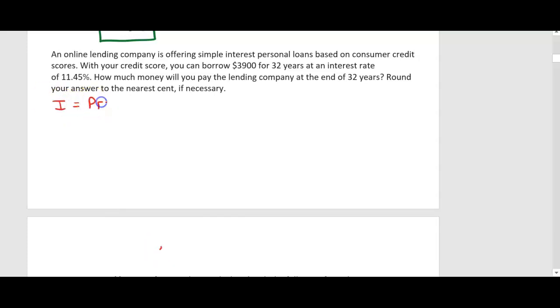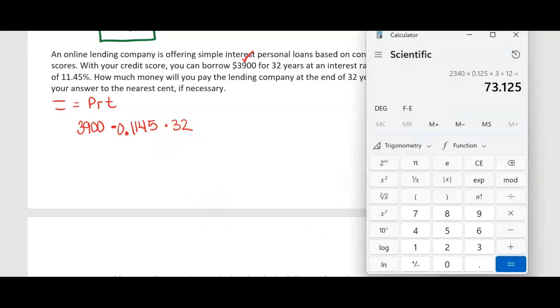So we have principal times rate times time. Our principal, we're borrowing $3,900. Our rate is at 11.45%. So when you move that decimal, you get 0.1145. And I'm going to put my 0 in front. Times my time, which is 32 years. So we will use our calculator. 3,900 times 0.1145 times 32 years.